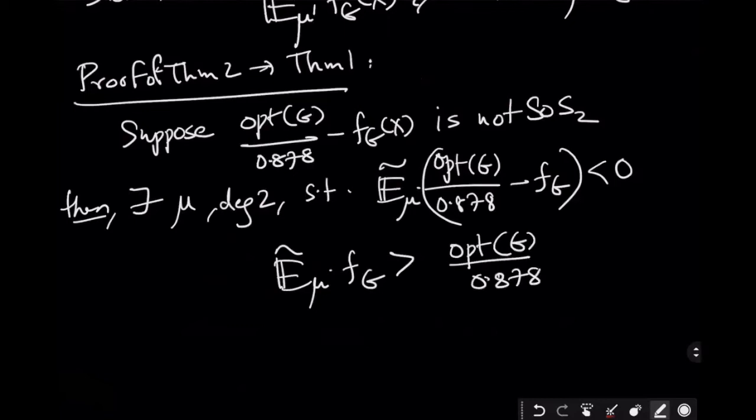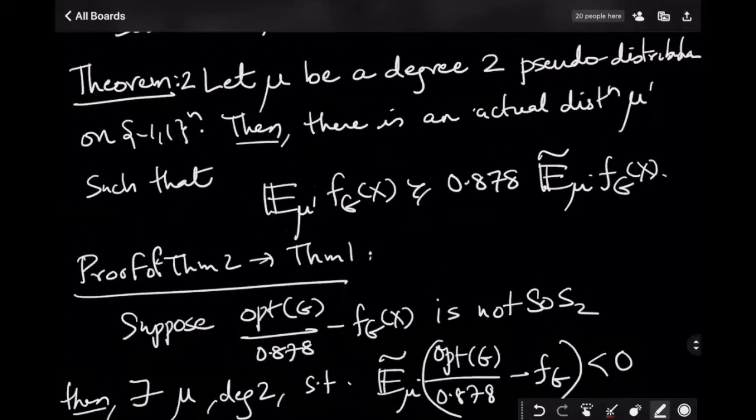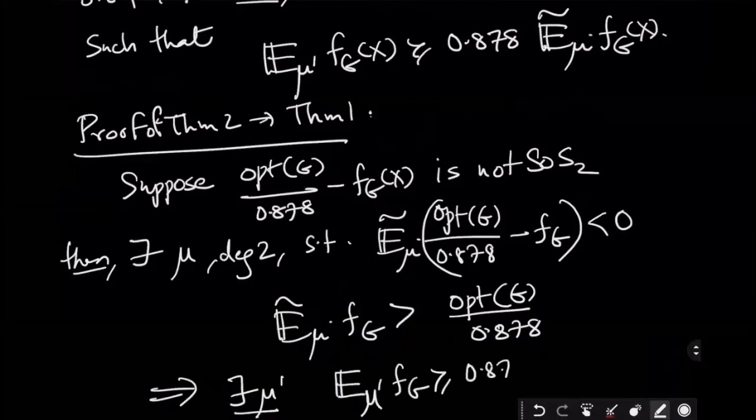Okay. So now, why can't this be true? Why can't this be possible? Well, let's apply theorem 2. Theorem 2 says that for every pseudo distribution mu, there is some actual distribution mu prime such that the expectation with respect to mu prime of F_G is bigger than 0.878 times the pseudo expectation with respect to mu. And now the pseudo expectation we are saying is larger than opt(G) over 0.878. So this is strictly bigger than or equal to opt(G), sorry, wait.